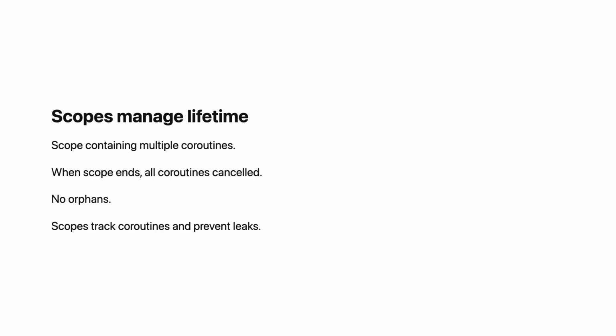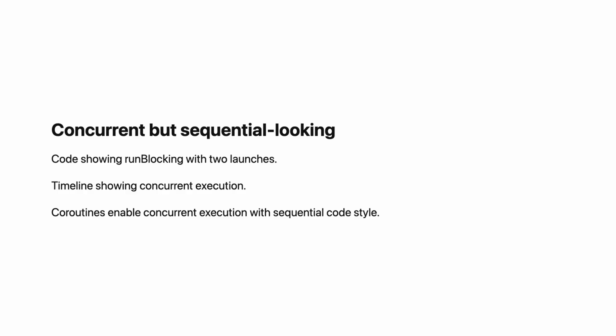Good for main functions and tests. coroutineScope creates a scope that suspends until complete. Good for grouping related operations. Scopes prevent leaks. If you forget to wait for a coroutine, the scope handles it.